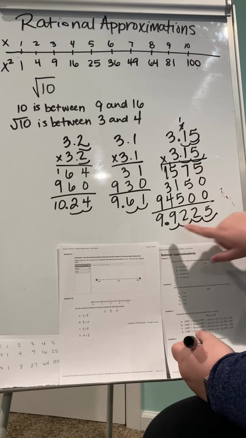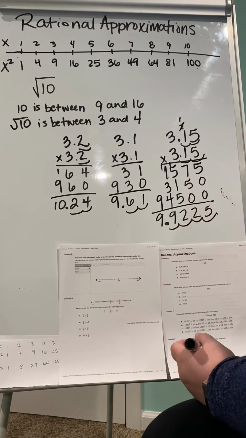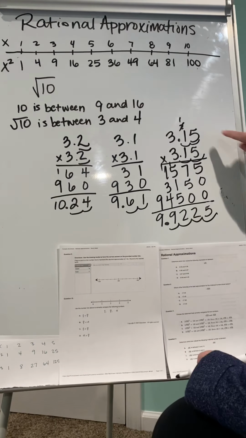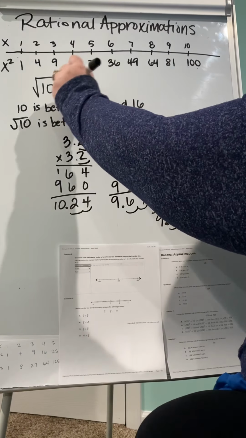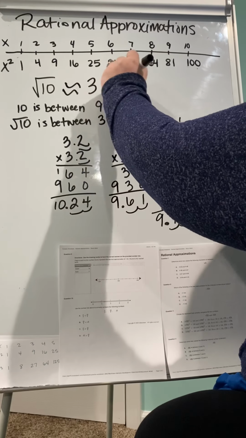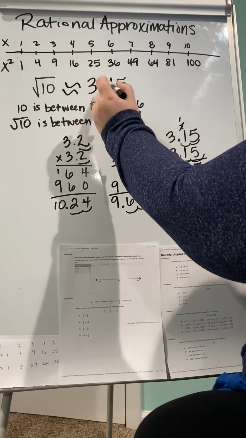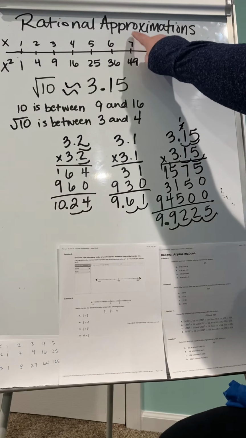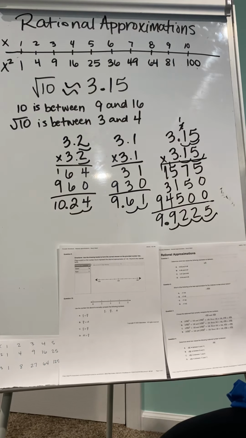Okay. I'm now at a number that's really, really close to 10. So I now could say my answer is about 3.15. And notice I didn't use an equal sign because we're not going to have exact answers because we are approximating. We are rounding. So you are not going to have exact answers. Okay?